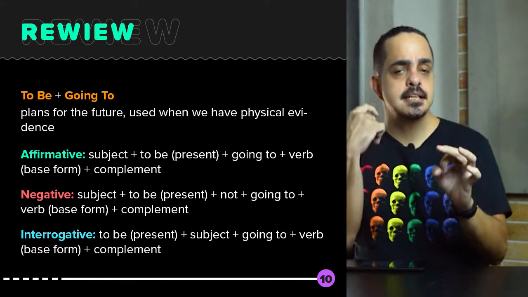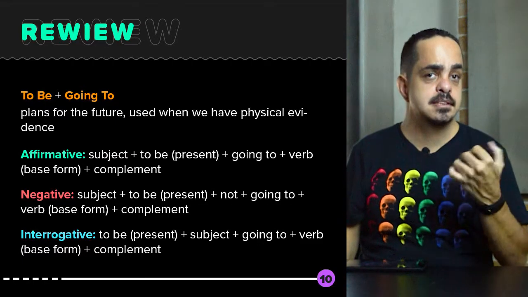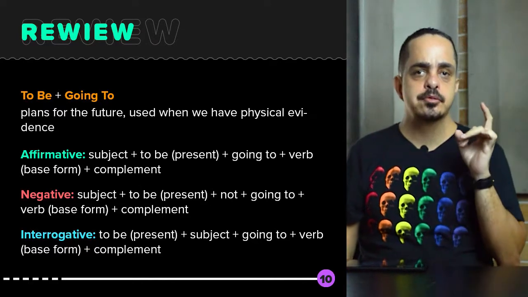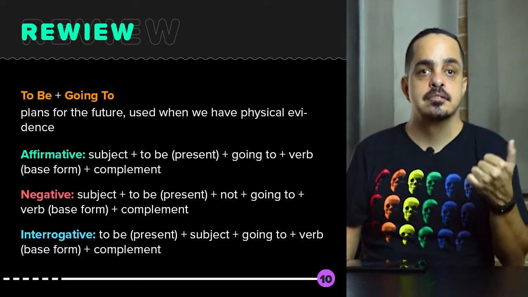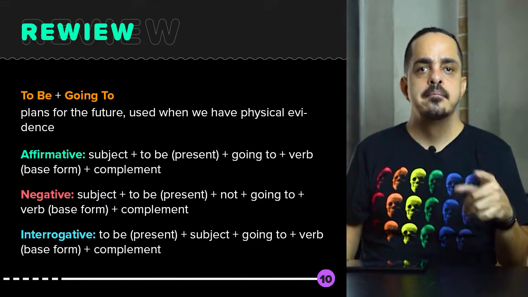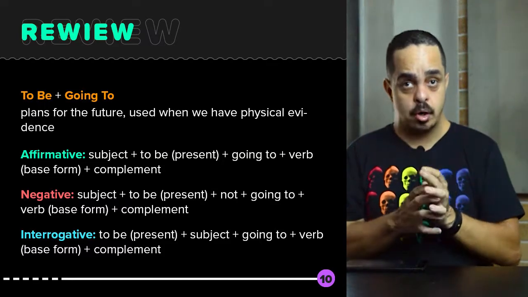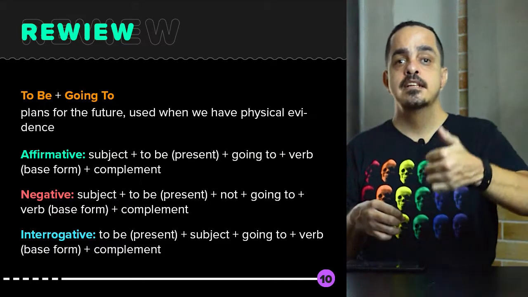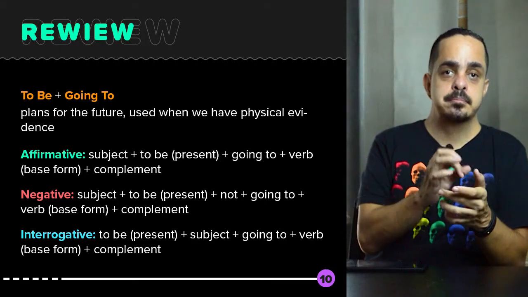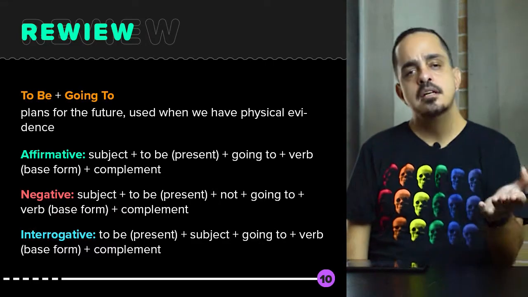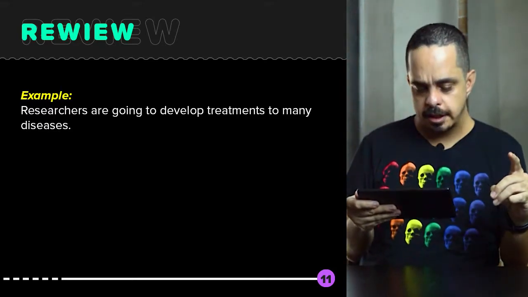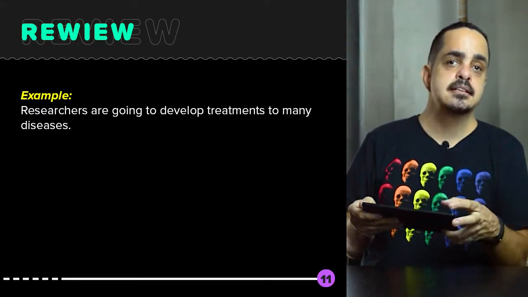Alright? The structure for affirmative form is subject, to be in the present, going to, main verb in base form, and a complement. Negative: subject, to be in the present plus not, going to, main verb in base form, and a complement. Interrogative sentences: to be in the present, subject, going to, main verb in base form, and a complement. For example, we can say researchers are going to develop treatments to many diseases.